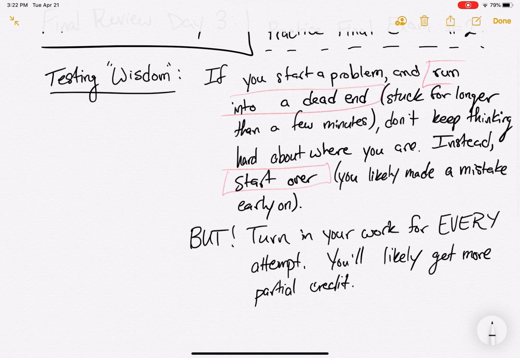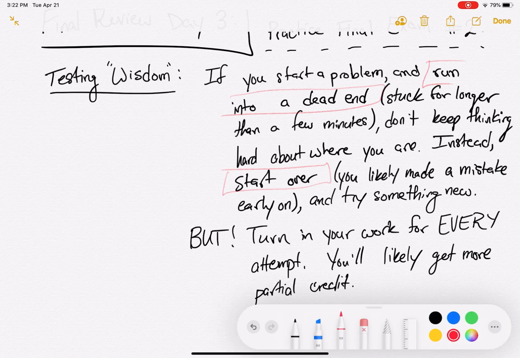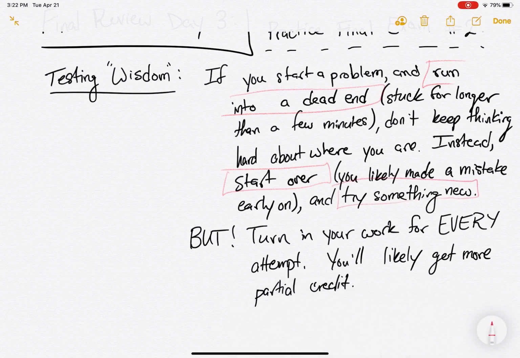So turn in your work for every attempt, and also if you run into a dead end, start over, because you're gonna do better off maybe trying it a different way. So start over, and I should say, try something new. That's a big point here too. If you're trying U substitution, maybe your choice of U was wrong. If you were trying integration by parts, maybe your choice of U and V was wrong, etc. You're maybe just using the wrong rules.